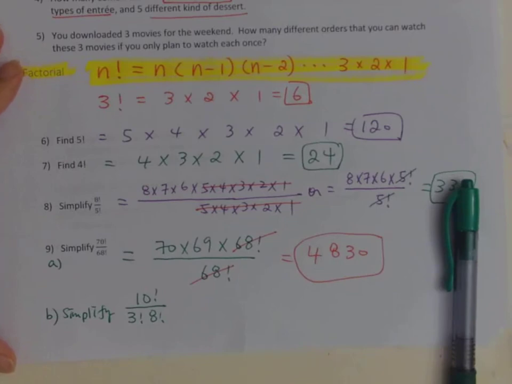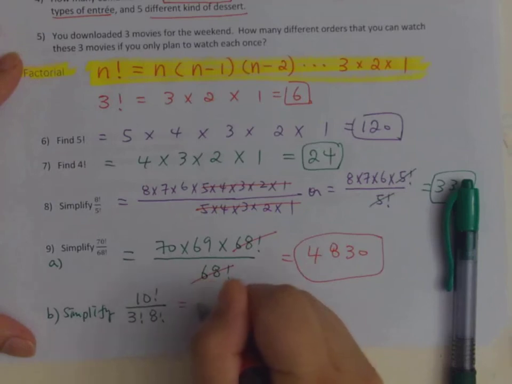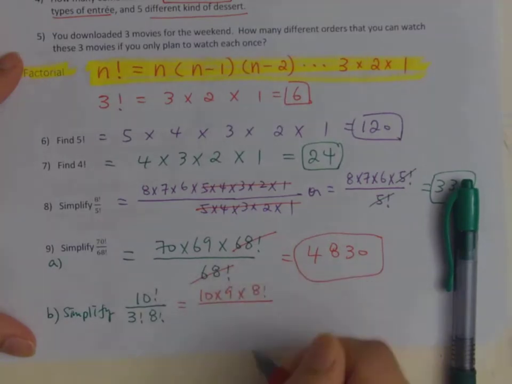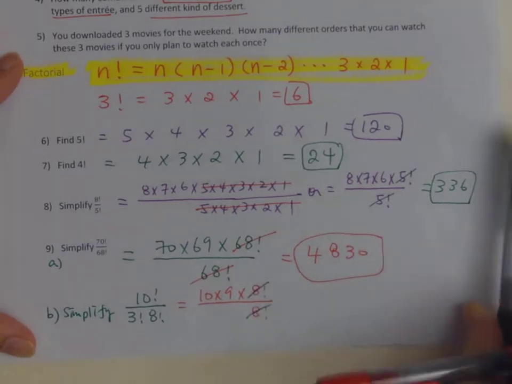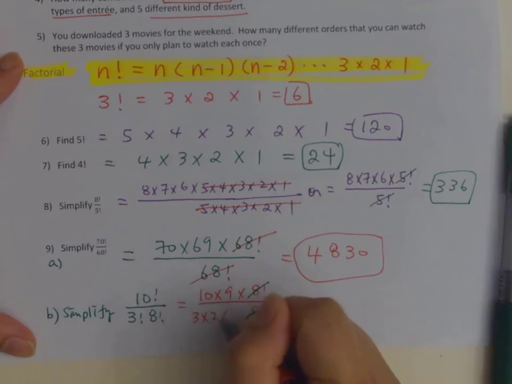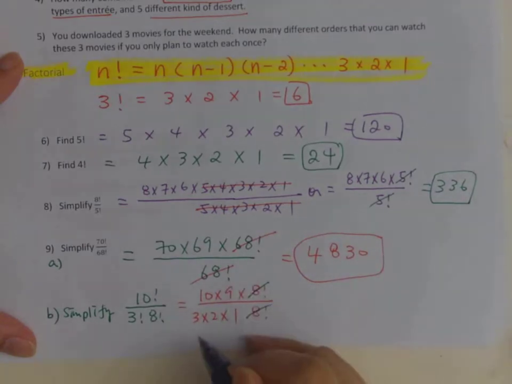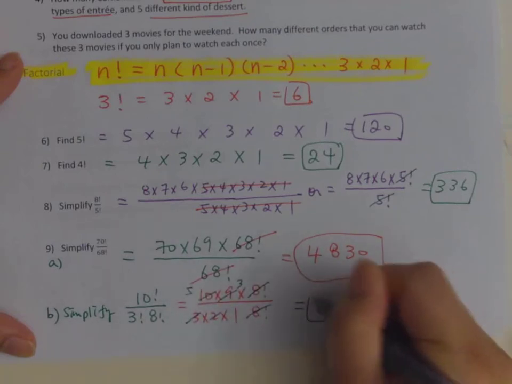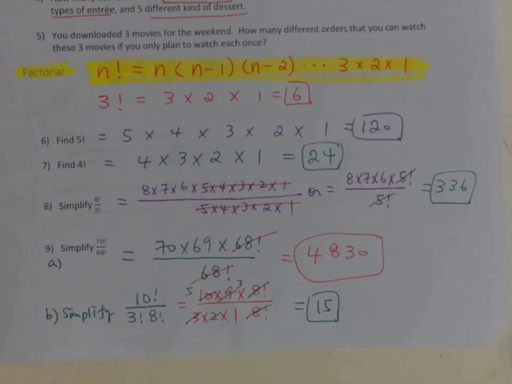Okay, let me add one more question for this. If you have something like this, then we are going to have 10 times 9 times 8 factorial, right? And I have an 8 factorial here, so we can cancel that. But then I also have a 3 factorial here, so what do I do? So this would be 3 times 2 times 1, right? So I can cancel: 3 times 3 is 9, 2 times 5 is 10, so this is 5 times 3, equal to 15. Are we okay with that? Alright.